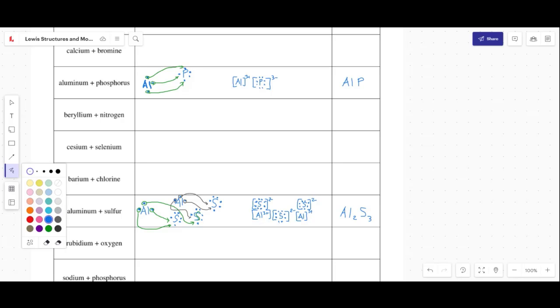Do you want to try one on your own, or do you want to just go ahead and skip to the molecular Lewis structures? Yeah, absolutely. Let's have you do rubidium and oxygen. Or rather, no, sodium and phosphorus. Let's do that one. Sodium and phosphorus.